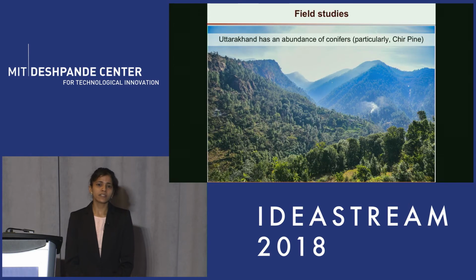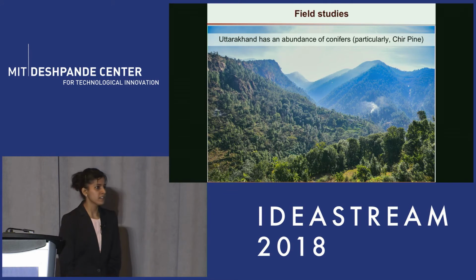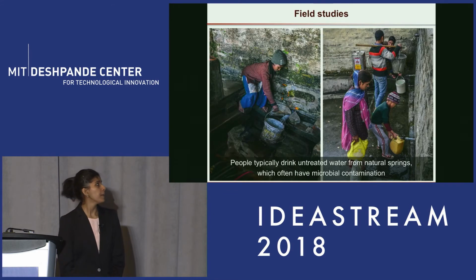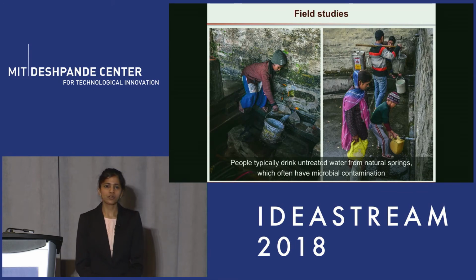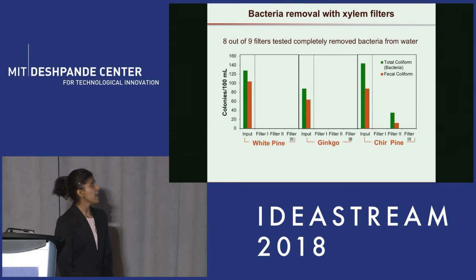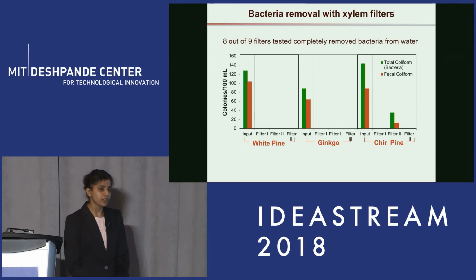And the reason why we are working here is Uttarakhand is in the Himalayan region, and it has a wide variety of conifers that are available. Plus, the local people drink water from natural springs, which are prone to microbial contamination. And through our field tests, we found that 8 of the 9 filters that we tested were able to completely remove bacteria from this naturally occurring spring water.